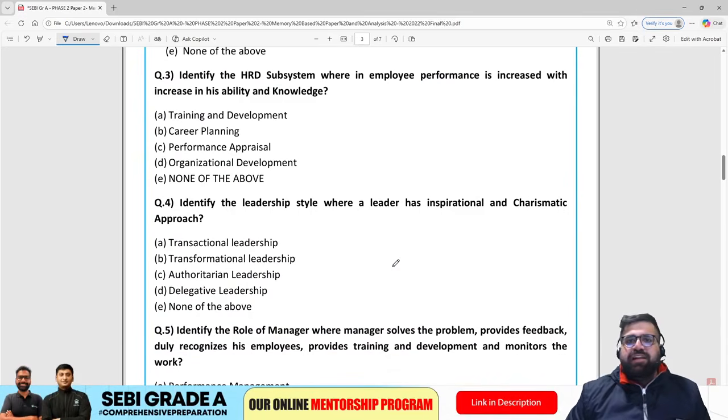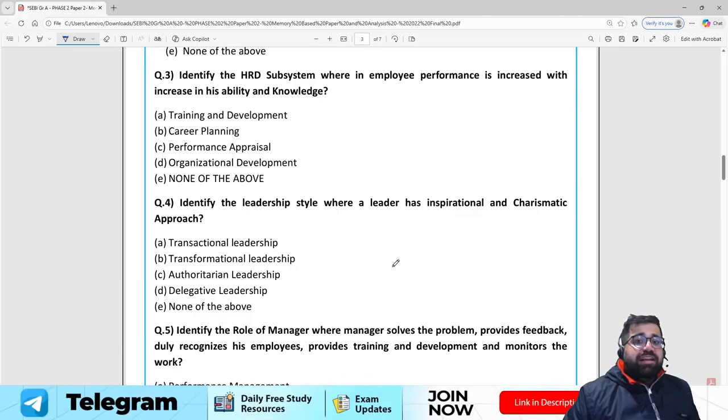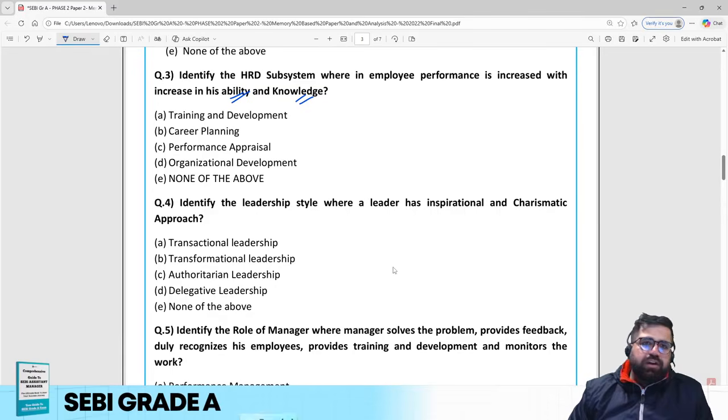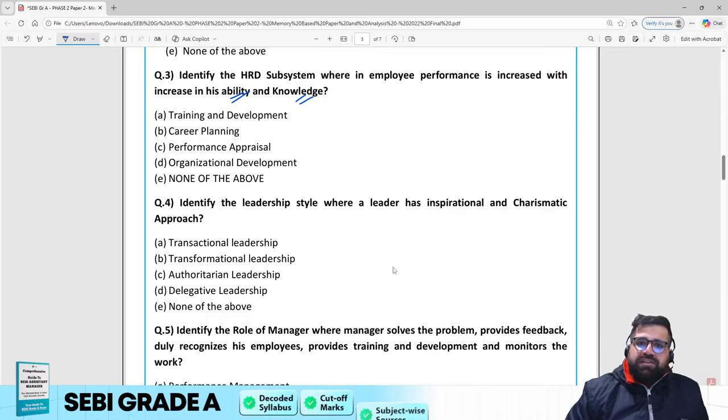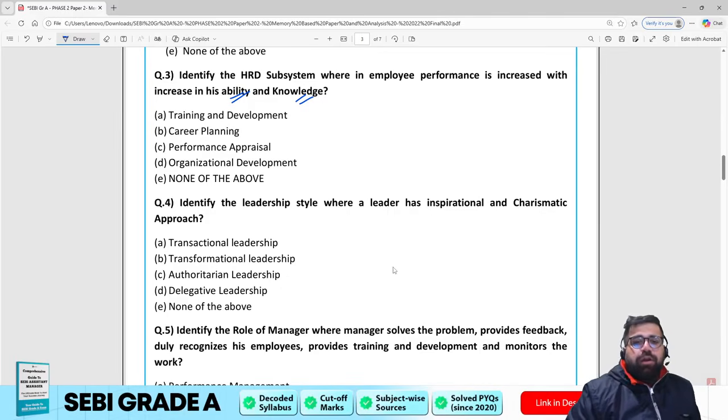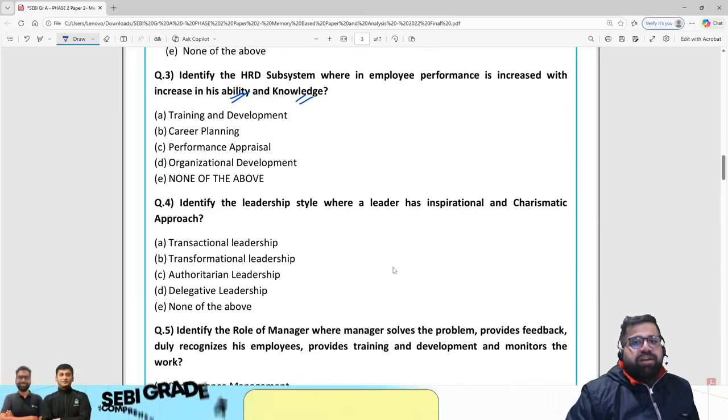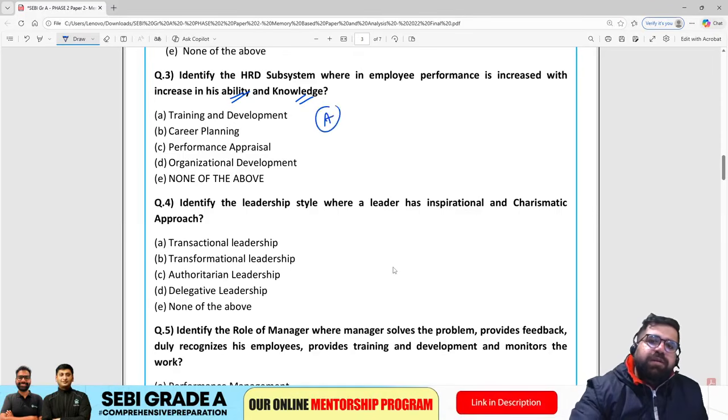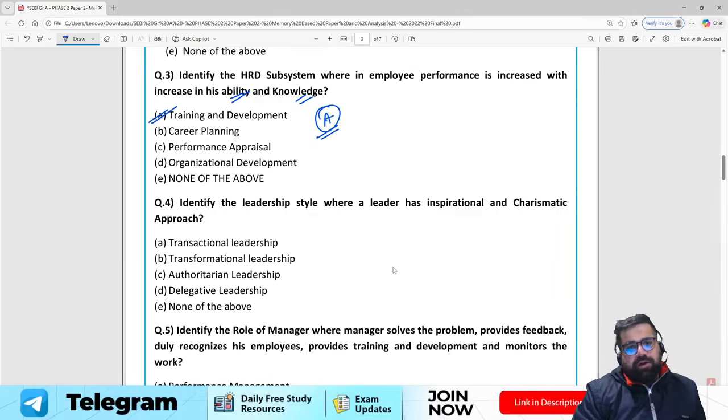Third one, identify the HRD subsystem where employee performance is increased with increase in his ability and knowledge. See, ability is increased with training and knowledge is increased with development. This is the fundamental rule which you study in your HRD chapter. Career planning deals with your career. It does not deal with your ability and knowledge. Performance appraisal is like giving feedback to your employee. Organizational development is like taking some planned efforts. So my correct answer was option number A itself. And once you have A as correct, then why you are going ahead to read other options. Save your time.